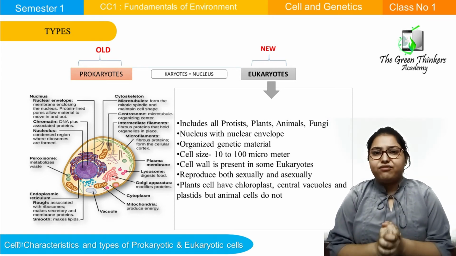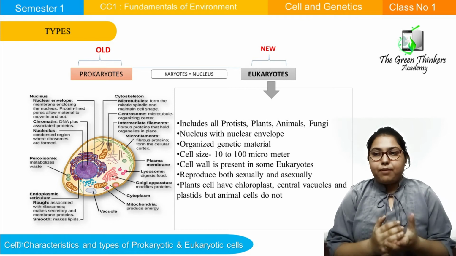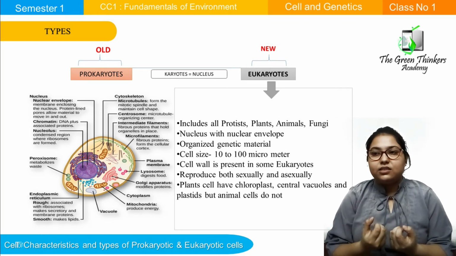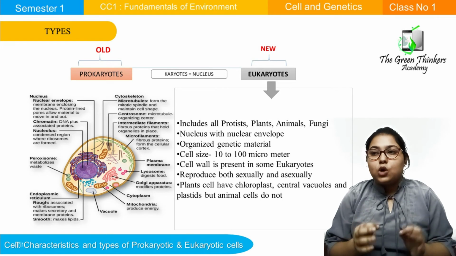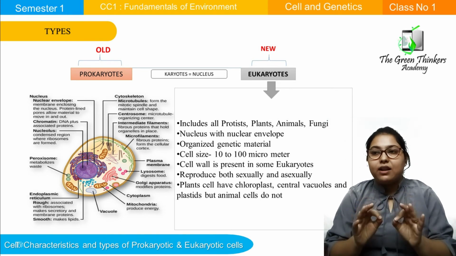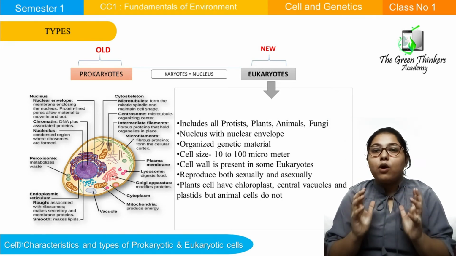Next is the intermediate filament. It is also a fibrous protein that holds the organelles in space. Next is the centrosome. It is the microtubule organizing center. And last is the microtubules, which form a mitotic spindle and maintain the shape of the cell.